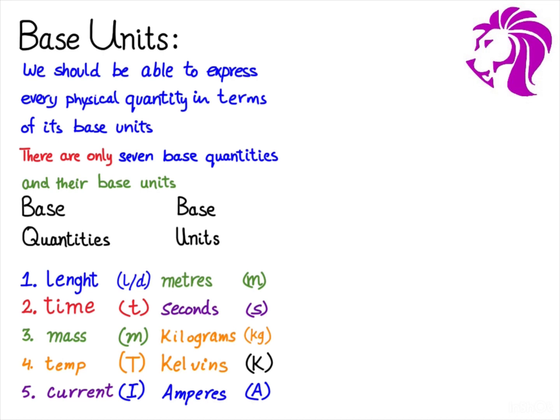So we should be able to write each and every physical quantity in terms of these 5 base units. That's meters, seconds, kilograms, kelvins, amperes. We should have nothing other than meters, seconds, kilograms, kelvins, amperes in our unit. If we are able to do that, that means we have successfully written base units for our physical quantity.